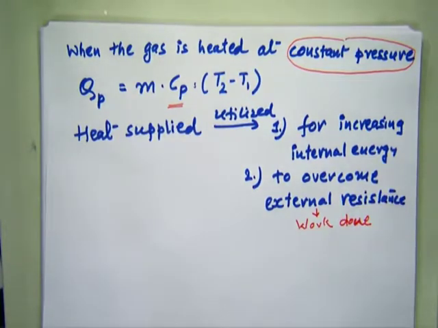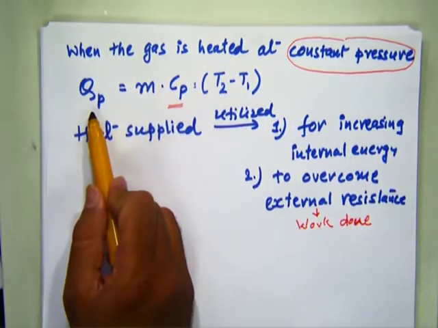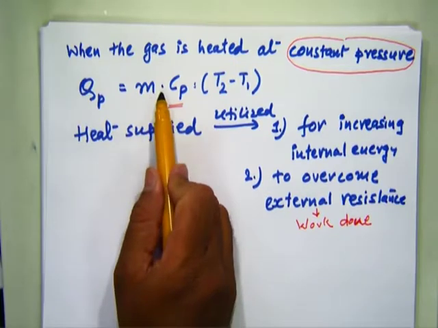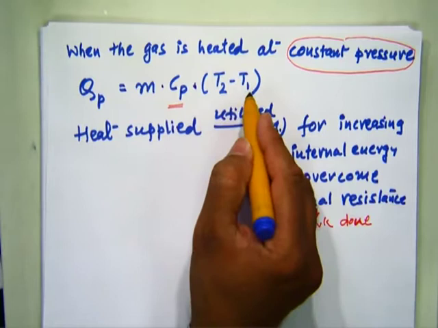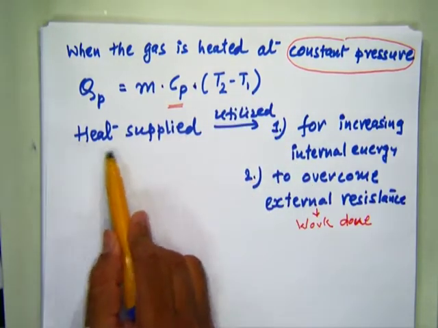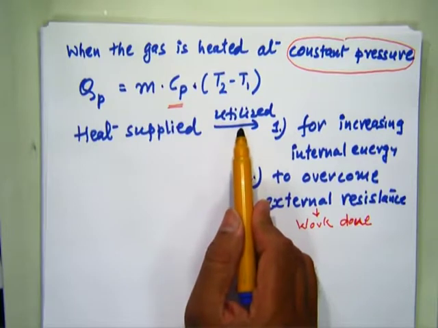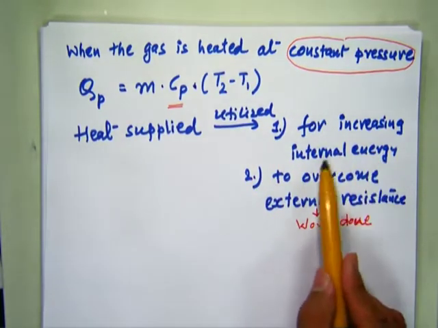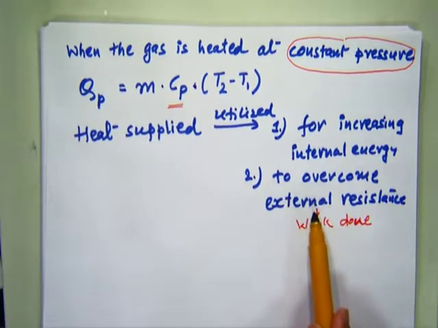So at a constant pressure, when gas is heated, the amount of heat supplied is equal to M into Cp into T2 minus T1. The heat which we are supplying is utilized for two purposes. In two aspects the heat goes. One, for increasing the internal energy. Second, to overcome the external resistance, which is called work done.